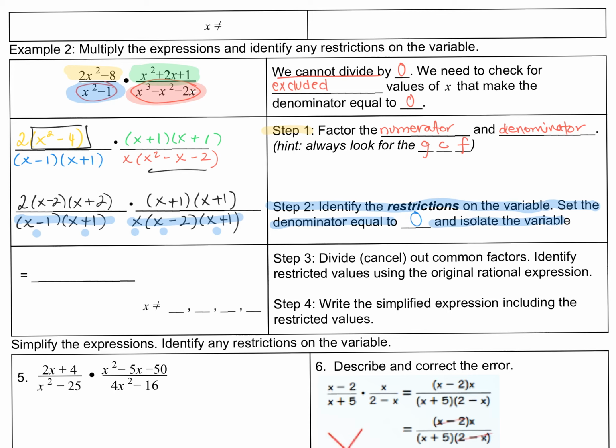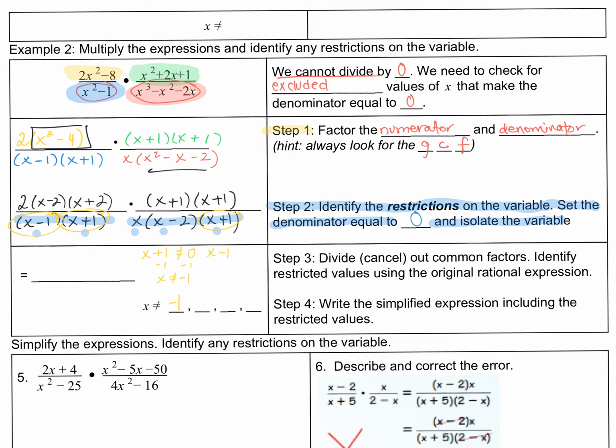What do I see that's the same? x plus 1. These are the same, so I don't need to set them equal to 0 twice. I could just do it once. So that means x plus 1 cannot equal 0, or I would end up dividing by 0. And then x cannot equal negative 1.